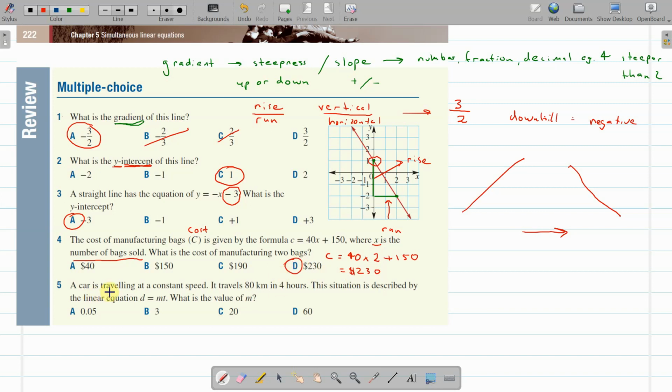There we are. A car travelling at constant speed travels 80 kilometres in 4 hours. Okay, so distance, time. The situation is described by the linear equation D equals mt. What is the value of m? So D is distance, equals m times the time, which is 4. 4 times m equals 80. So what's m? m has to be 20, since 20 times 4 is 80. And there we go. Thank you.